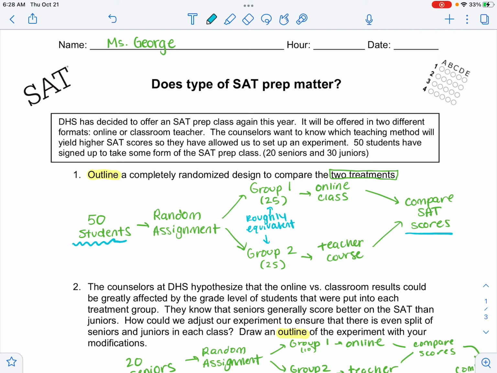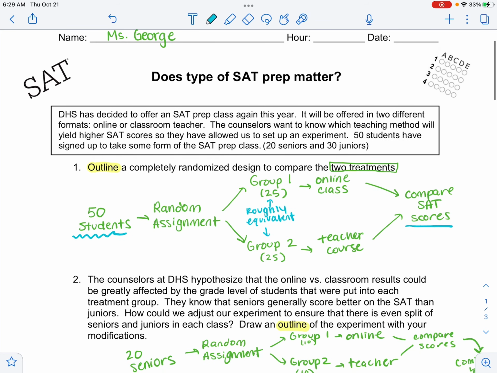This experiment is what we call, and it says it even right here, but let's just write it again, a completely randomized design. So this is just a completely randomized design.